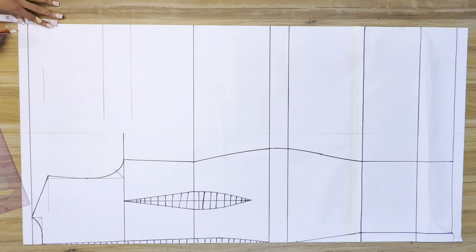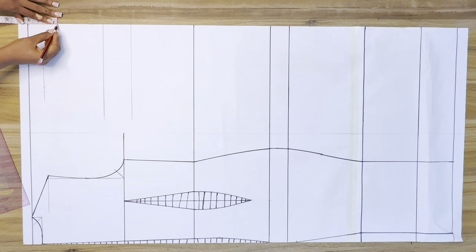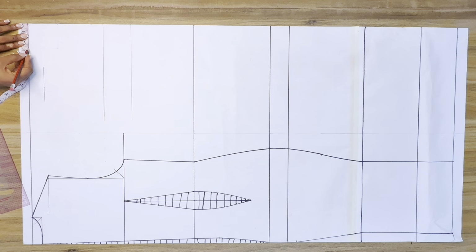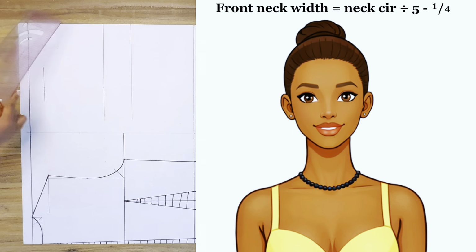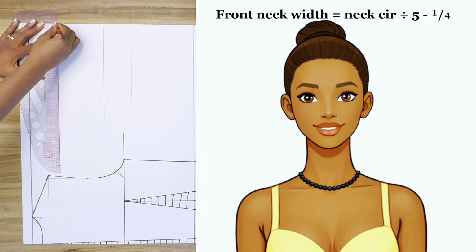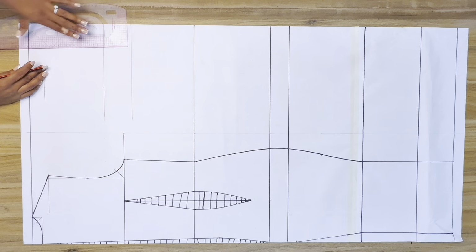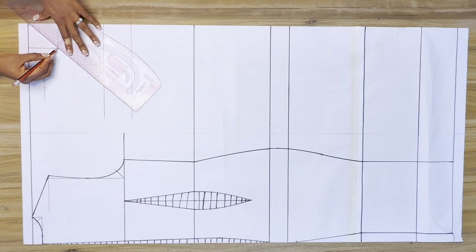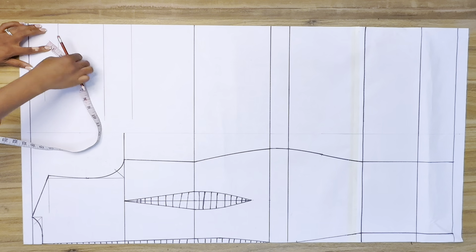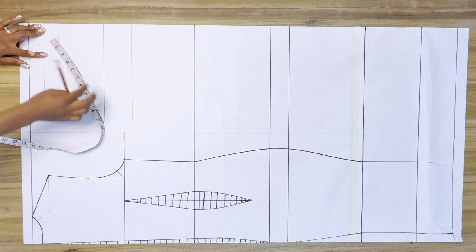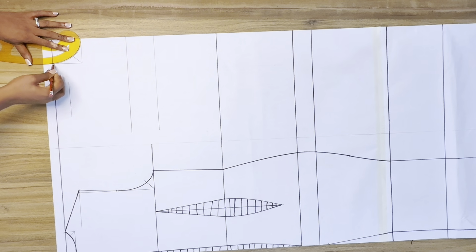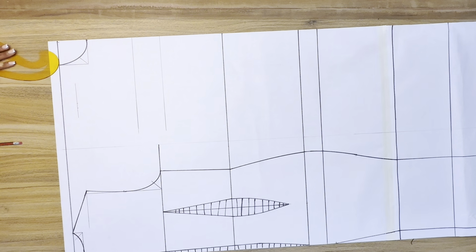The next step is to create the front neckline. From the top line along center front, mark down your front neck depth. From center front along the top line, mark down your front neck width. I'm going to use these 2 dimensions to form a rectangle. Now from this point, I'm going to square out a diagonal line. Along this diagonal line, I'm going to mark 1 1/8 inches. This is just a guide. Next, I go in with my French curve and connect to form the front neckline.